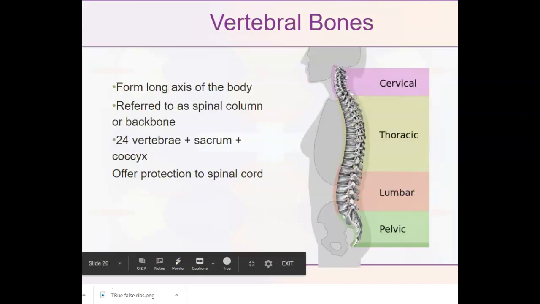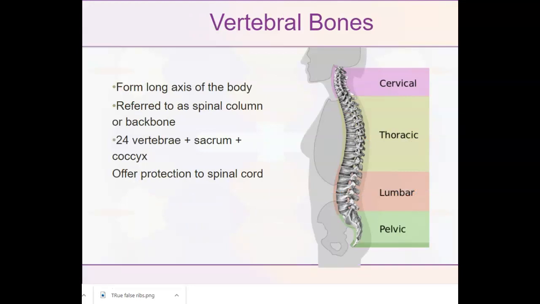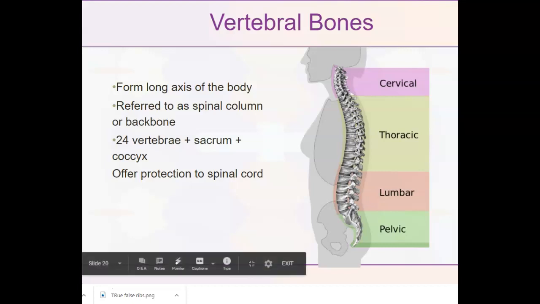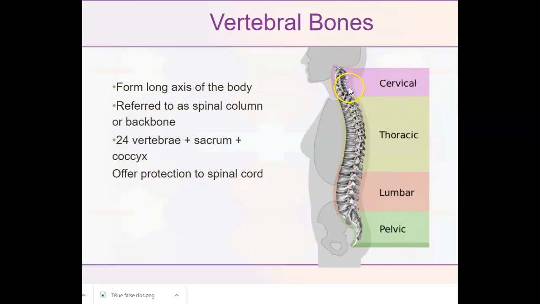Vertebral bones form a long axis of the body. They are referred to as a spinal column or backbone. There are 24 vertebrae plus a sacrum and coccyx. They offer protection to the spinal cord. So here's a visual. Your neck is your cervical spine.